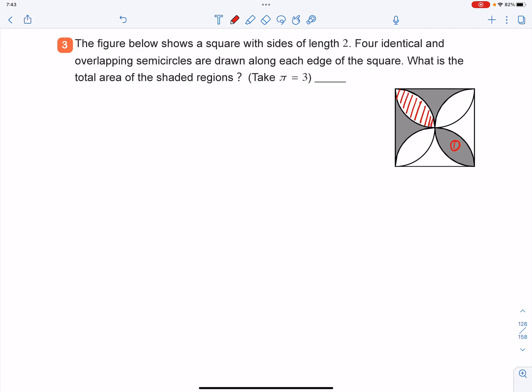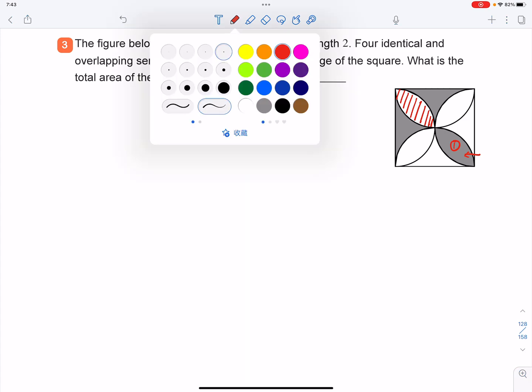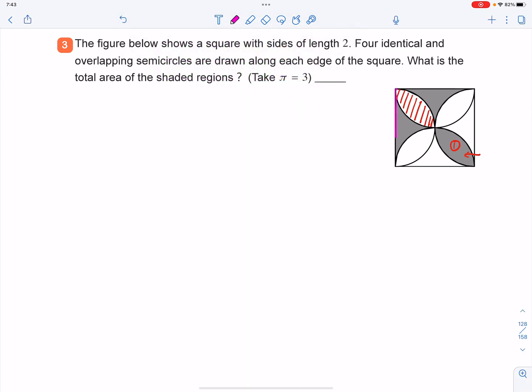Okay. So if I translate this shaded leaf, let's call that part 1, right, to that part, I don't need to count the area of this part. So basically the area that I need to count will be this now, this pink one. Will be this one.